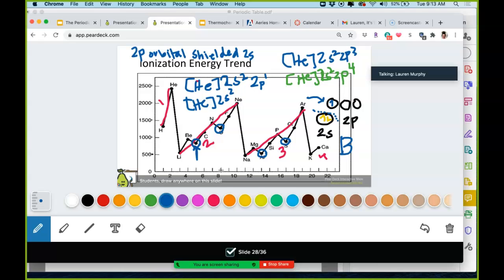So now let's take a look at nitrogen and oxygen. So here's nitrogen, 2s2, 2p3. What do we know about a full and a half full shell? Well, this is nitrogen, right? Right now it's nitrogen.